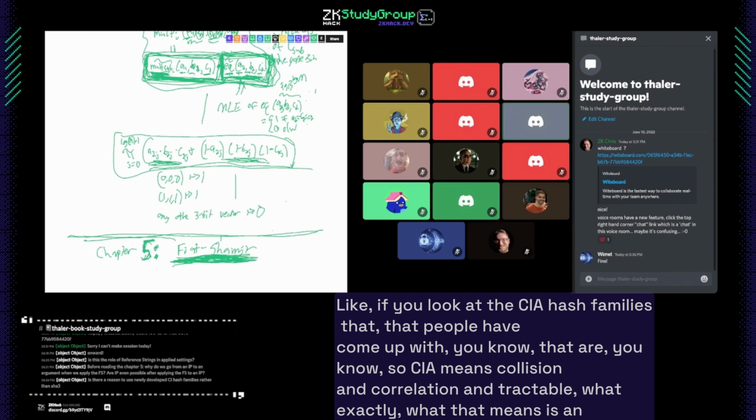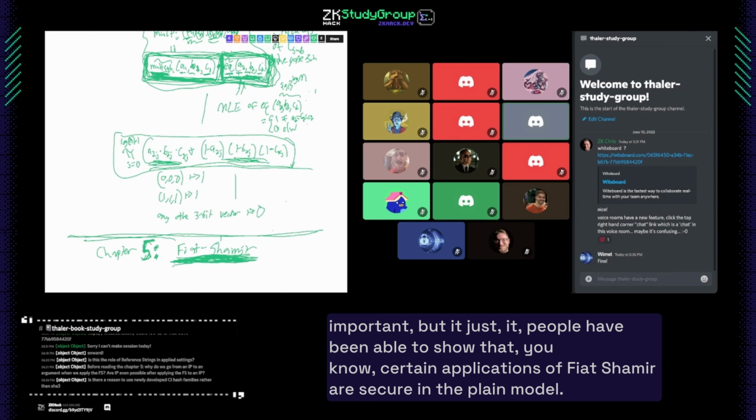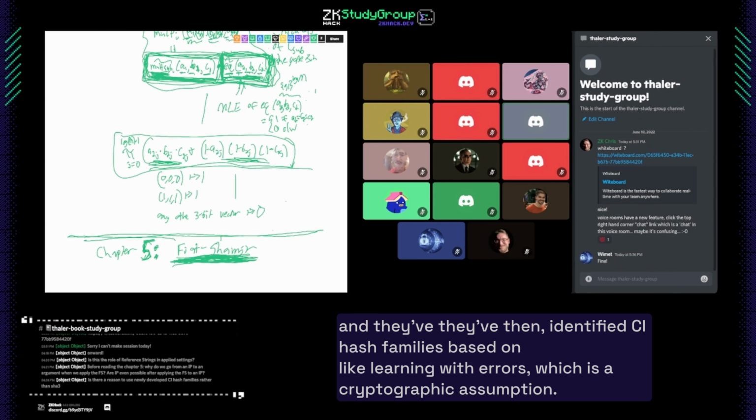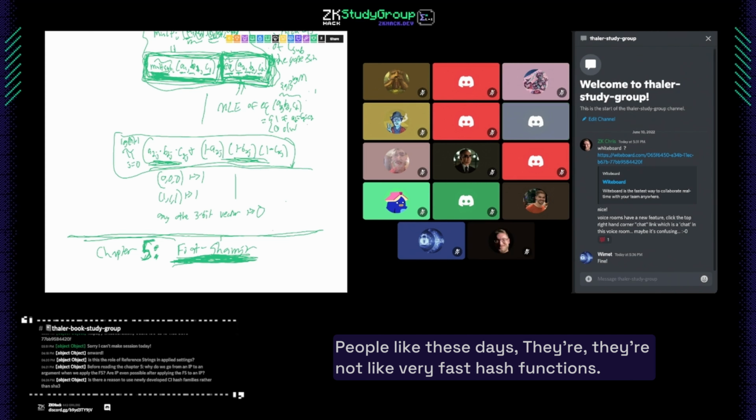If you look at the CI hash families that people have come up with, CI means collision and correlation intractable. Exactly what that means isn't important, but people have been able to show that certain applications of Fiat-Shamir are secure in the plain model, meaning no random oracles, when instantiated with CI hash families. They've then identified CI hash families based on learning with errors, which is a cryptographic assumption people like these days. They're not very fast hash functions.